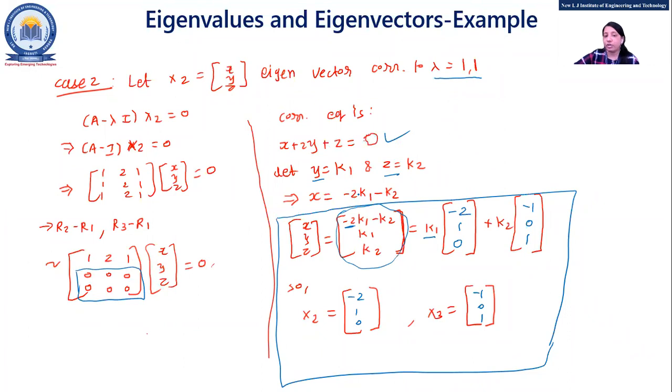In the previous lecture also we have assumed, if you remember, the last row was 0. So I had assumed z equal to t at that time. Same way here, two variables I will assume, y equal to k1 and z equal to k2. We'll put into this equation and I will be having x. Now our eigenvector is X, Y, Z. So I have put the x, y, z values in that.